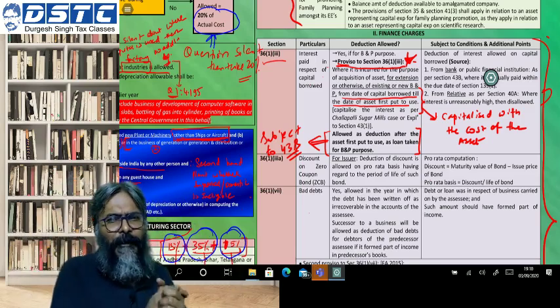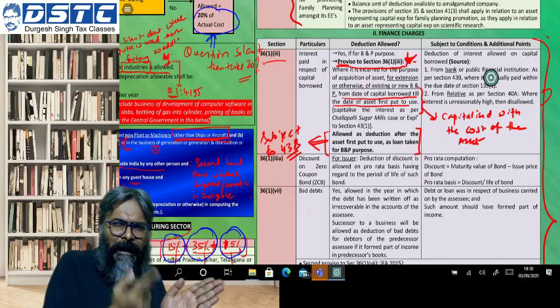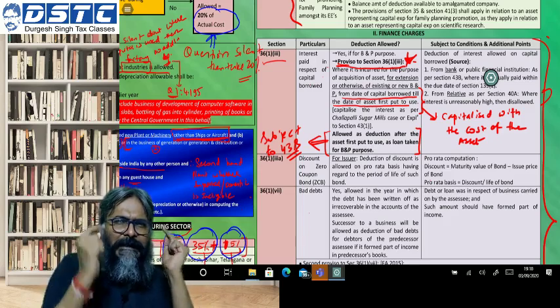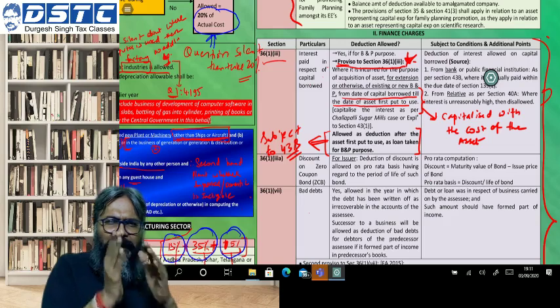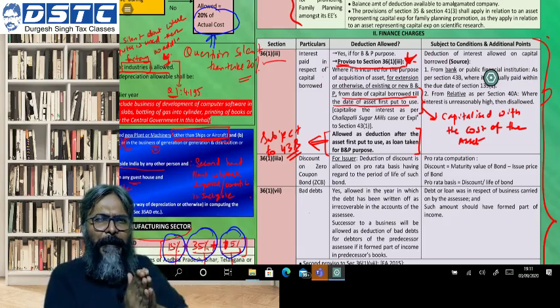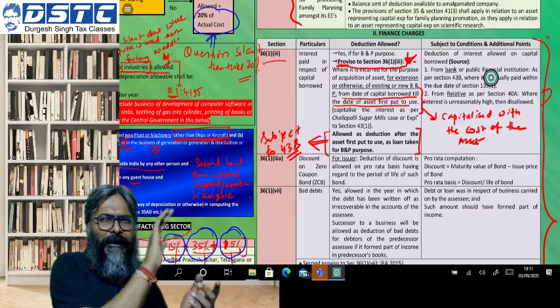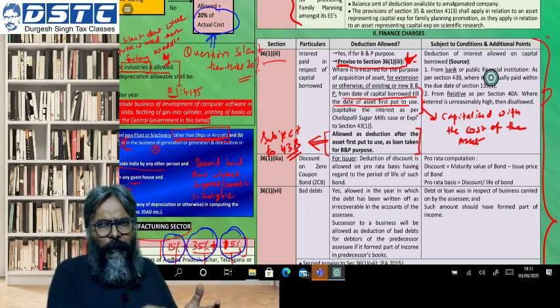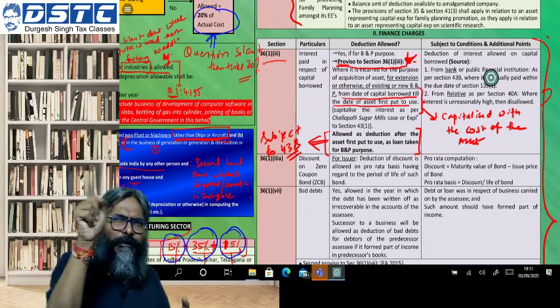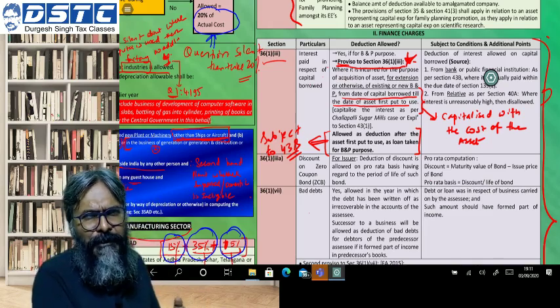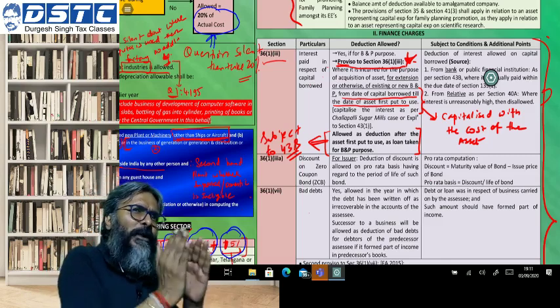And as I told you earlier also, if your expenditure is covered under section 43B, be careful and please always keep this in mind. I have the grace period to make the payment up to the due date of filing of the return of income. So if I make the payment on or before the due date of filing of the return of income, then those expenditures on which 43B is applicable, which includes interest on loan taken from the bank or the public financial institution, will all be allowed to you as a deduction in the same year.